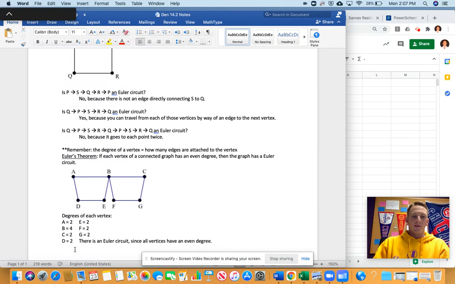So if all of these points or dots or vertices have an even degree, so like 2, 4, 6, 8, 10, 12, etc., then we can find an Euler circuit somewhere in that graph. So an example of an Euler circuit here would be A, D, E, B, F, G, C, B, A. So even though we used the same vertex twice, that doesn't matter. We just followed every single line exactly one time.